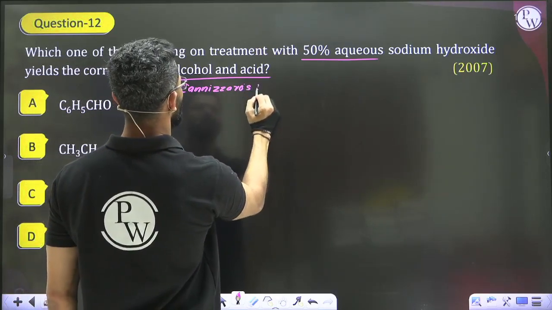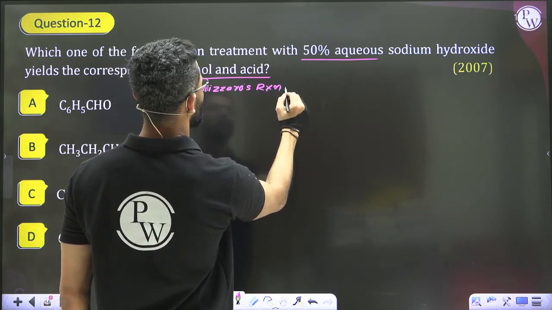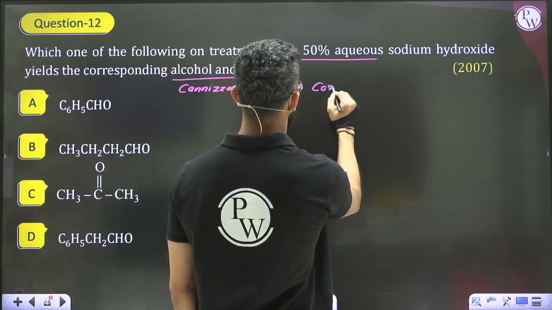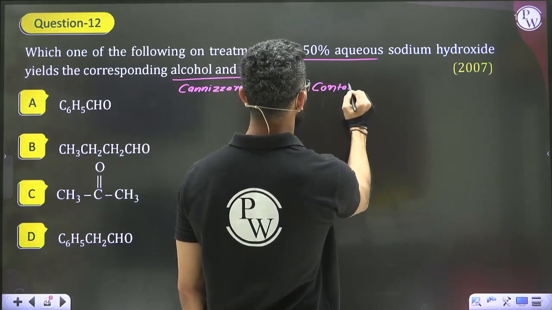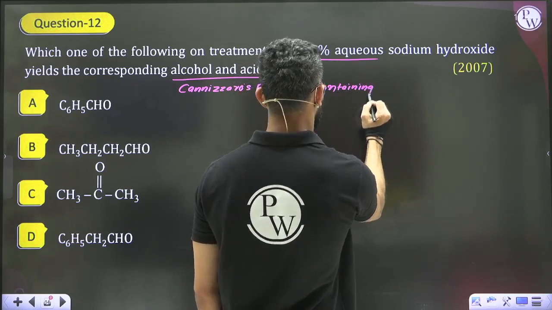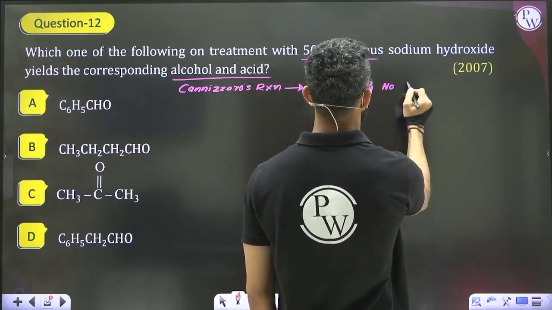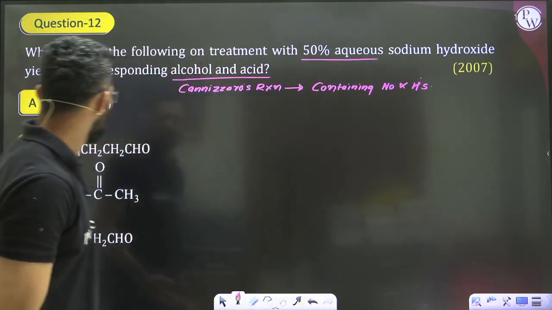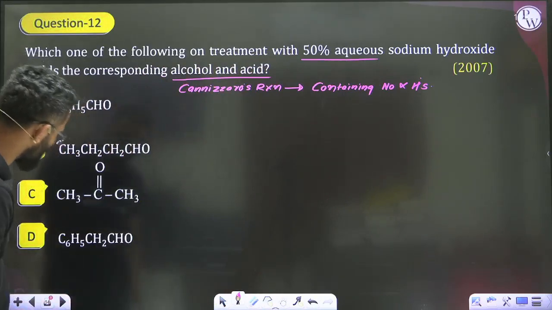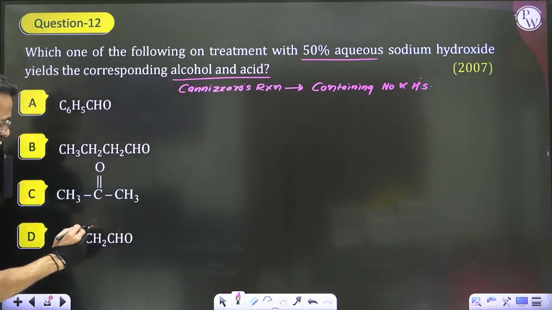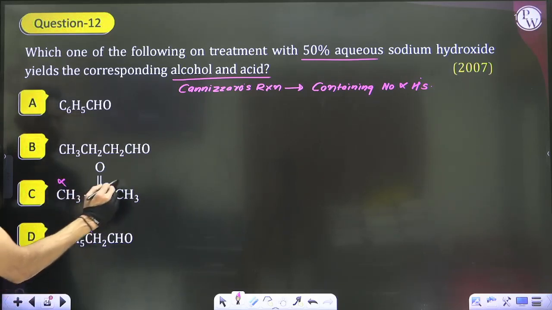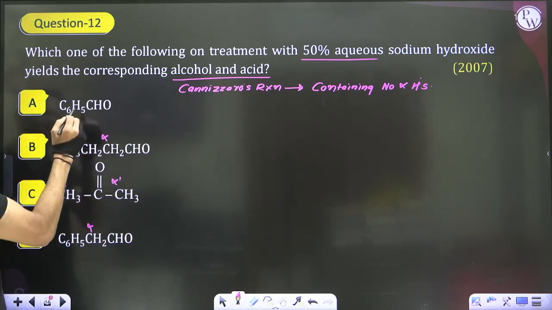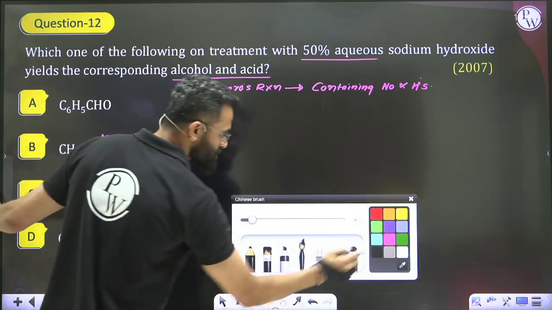Cannizzaro's reaction. And Cannizzaro's reaction is a characteristic reaction of those aldehydes containing no alpha H's. So we'll have to just identify which aldehyde doesn't contain alpha H. Starting with option D, aldehyde, there is an alpha carbon carrying 2 H's. Ketone, it has got 2 alpha carbons, each carrying 3 H's. Propanaldehyde, again an alpha carbon carrying 2 H's. It is just benzaldehyde where there is an alpha carbon but there is no H present.